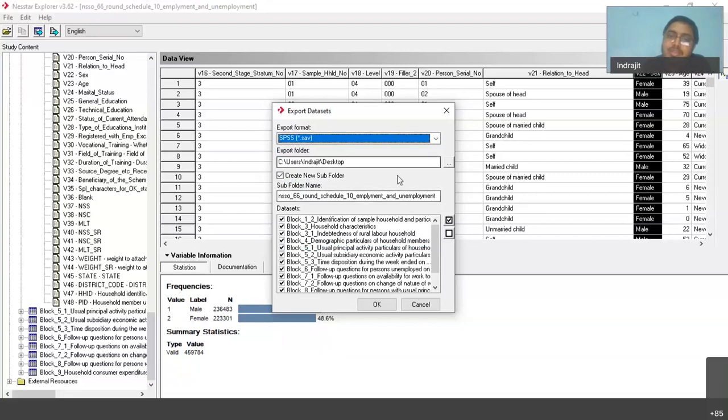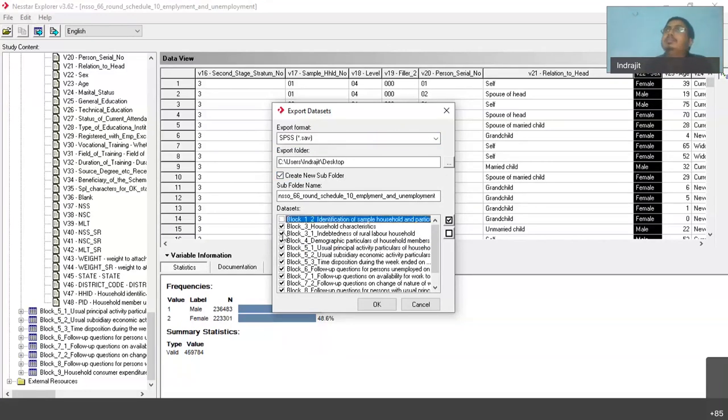Where my file will be saved? I have given desktop, this one, and then create a subfolder within that with the name of this one. Now, every block is selected. If I go for extraction of this block right now, the extraction process itself will take some 15 to 20 minutes. So what I am going to do, I'm not going to adjust.